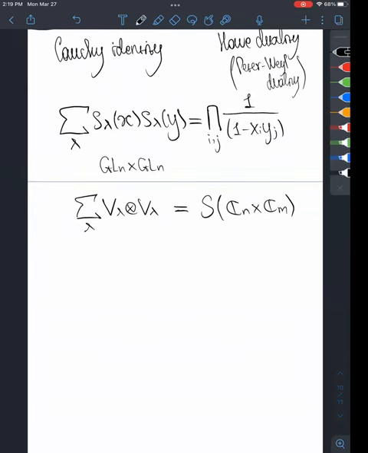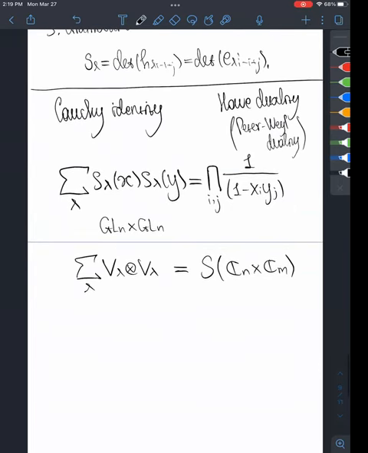So this is a very, very natural, very beautiful, very great identity, which captures really a lot of properties about the Schur functions, and the RSK algorithm is giving you the direct bijection here.